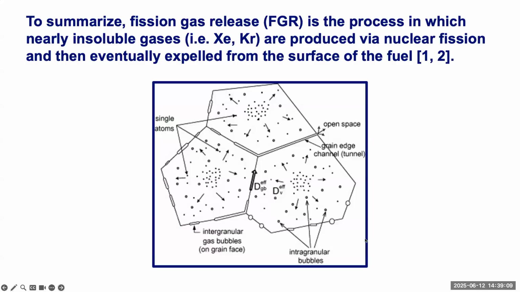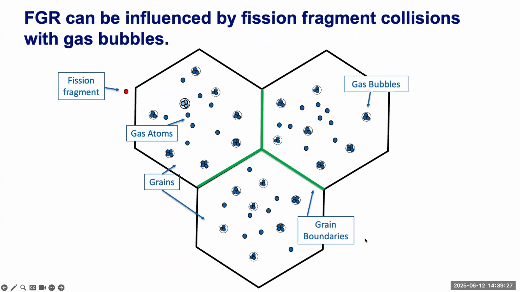So in summary, this fission gas release mechanism is essentially a process where fission gases that are almost completely insoluble are produced via nuclear fission and then are eventually expelled from the surface of the fuel. Now, another important mechanism that I want to touch on before we dive into the work that we're doing here and why it matters is a process known as resolution.